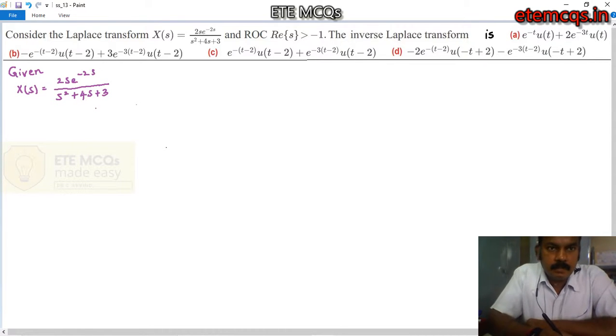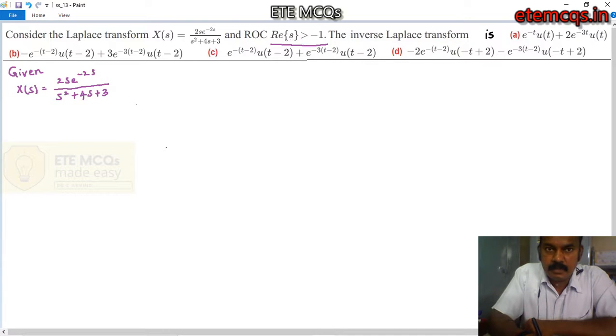So this is the given X(s) for us, and the ROC is given as real part of s greater than minus 1, which means that the inverse Laplace transform should be a right-sided sequence, because you have the pole at minus 1 and the ROC is on the right-hand side of minus 1. So it corresponds to a right-sided sequence.